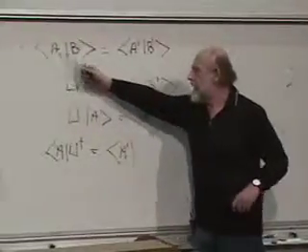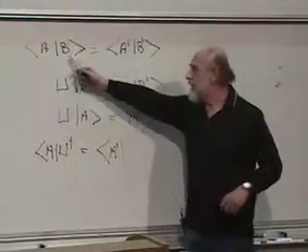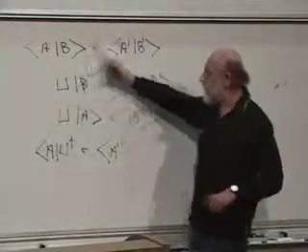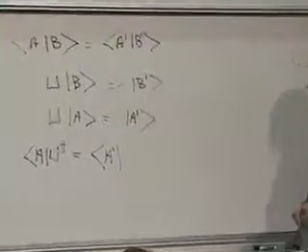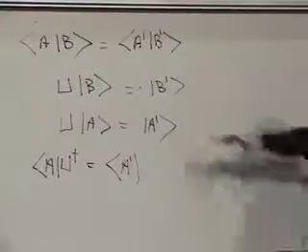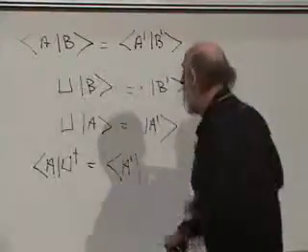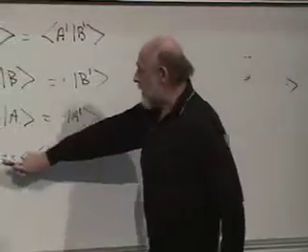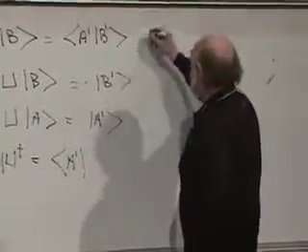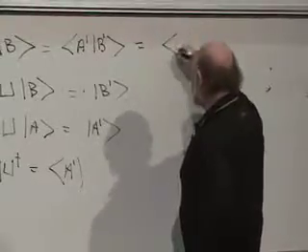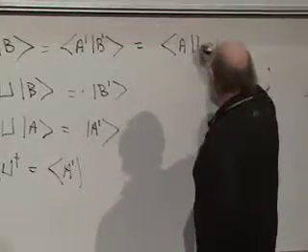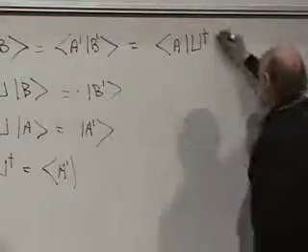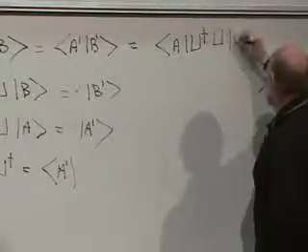It hits A and gives A prime. It hits B and gives B prime, but it doesn't disturb the relationship, meaning that the inner product of the outputs is the same as the inner product of the inputs. So what does that say? Let's just write it down. Substituting for A prime, U dagger A, this is equal to A U dagger, that's A prime, but then B prime is U times B.